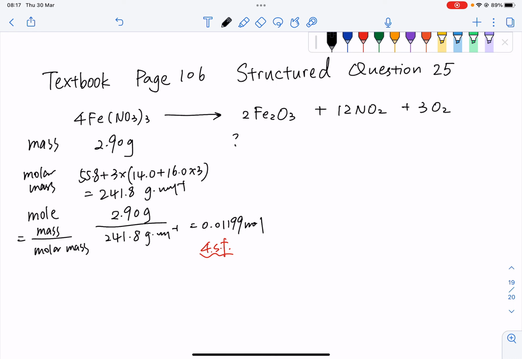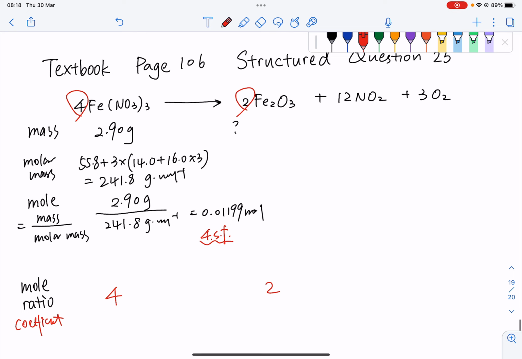Now let's check the mole ratio in this balanced equation. The mole ratio is simply equal to the coefficient. What is the coefficient in the balanced chemical equation for iron 3 nitrate and iron 3 oxide? It should be the number in front of it, so we simply copy it down. This one is 4, this one is 2. We know the ratio and we know the mole, so can we calculate the mole for iron 3 oxide?